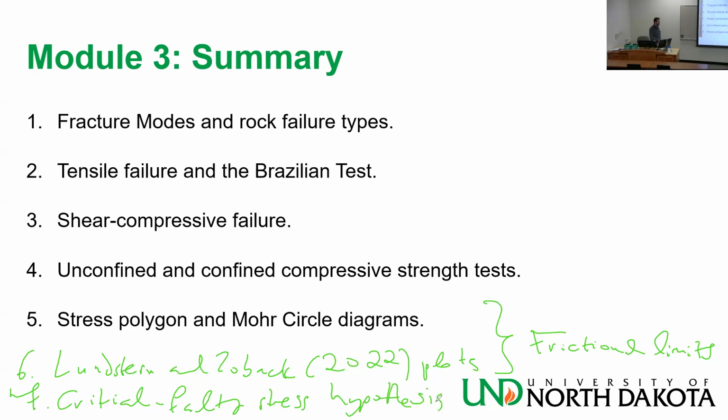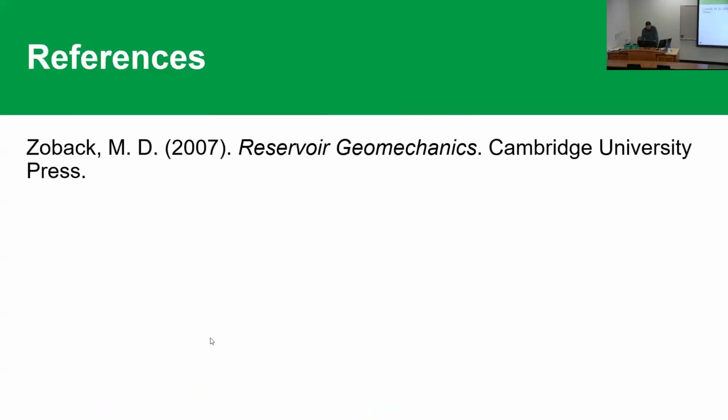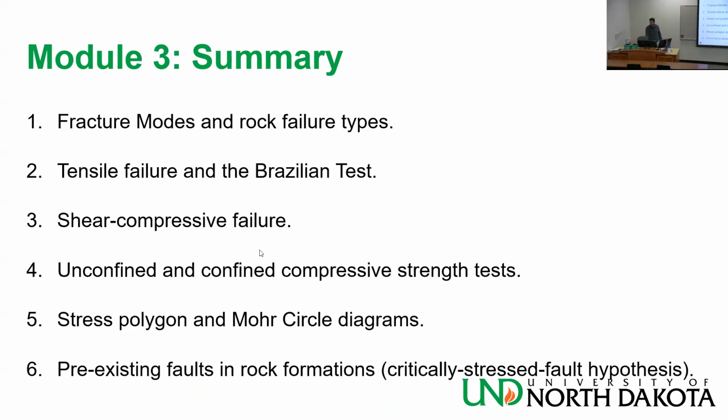If you go to the class textbook of Zoback and you have the electronic version, press Control F and write hypothesis. It's going to show you the critical faulting stress hypothesis. Very, very, very important. And that brings the end of module 3. Hope you enjoyed it. Oh yeah, pre-existing faults. Yeah, I already had it, sorry.